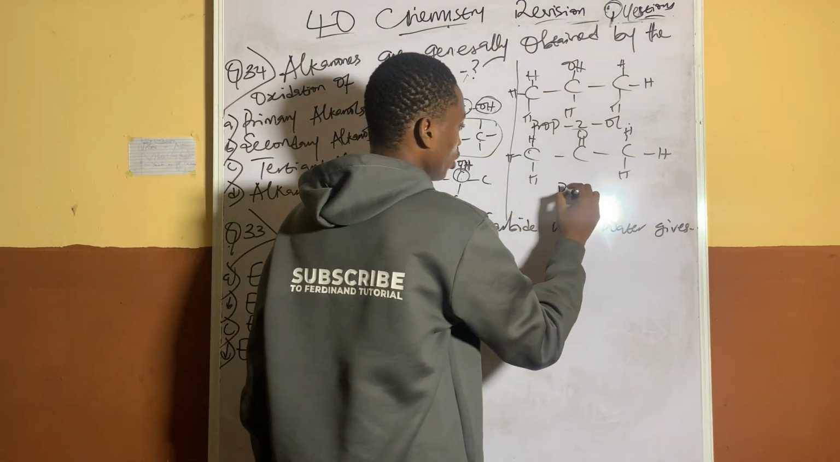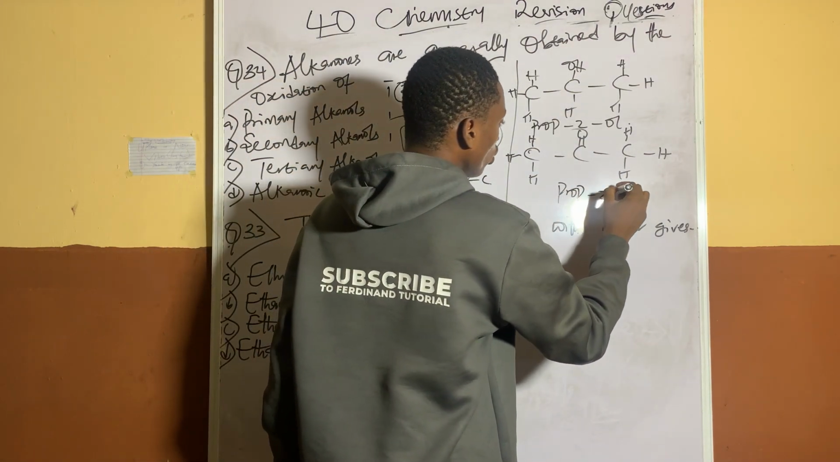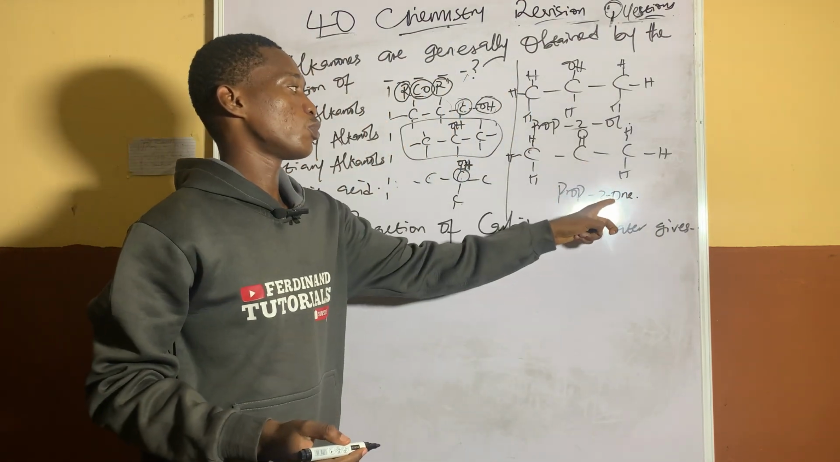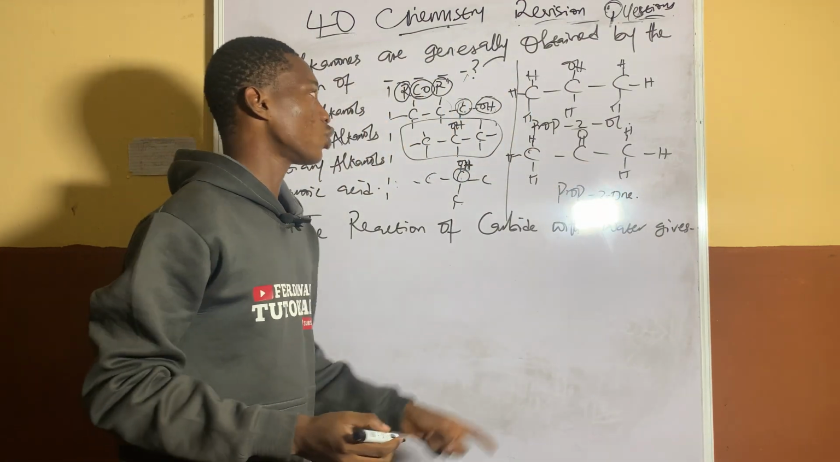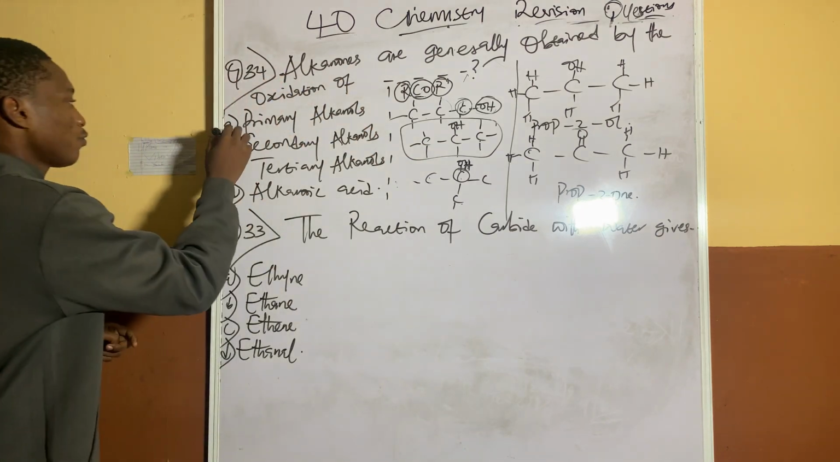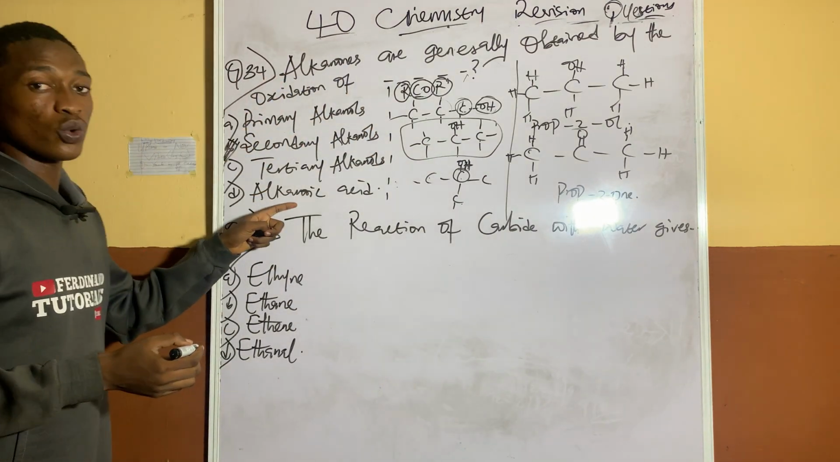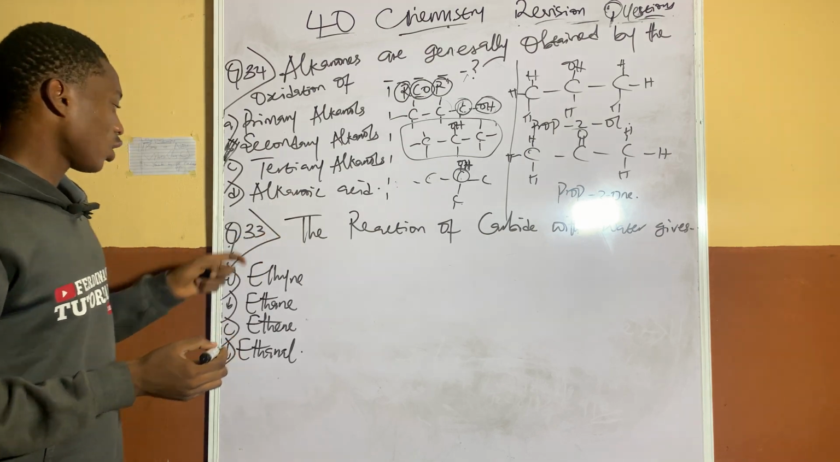What's the name of this ketone now? This is propanone, or propan-2-one. From propan-2-ol to propan-2-one. So this is a ketone or alkanone. So alkanones can be formed from what? Secondary alcohols, not primary, not tertiary. Now question 33.